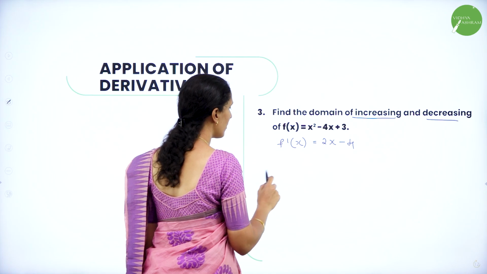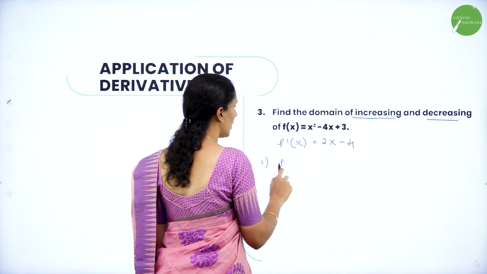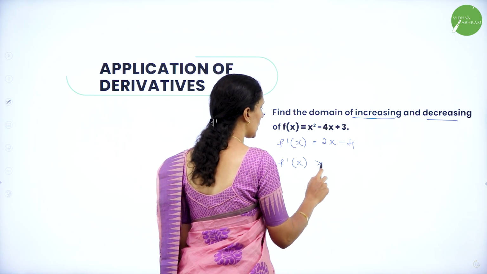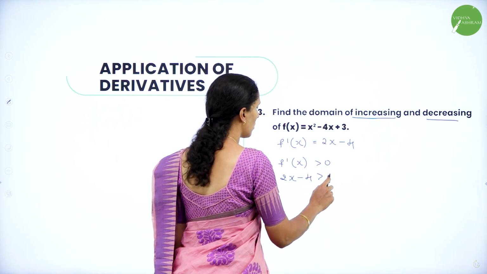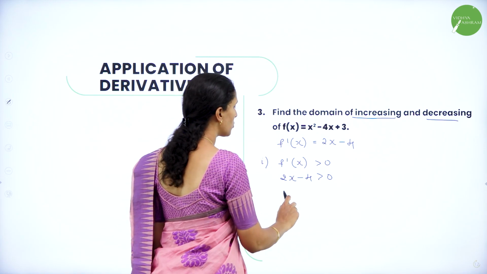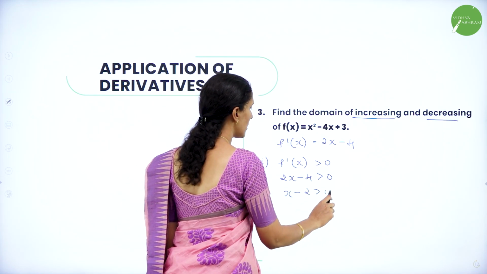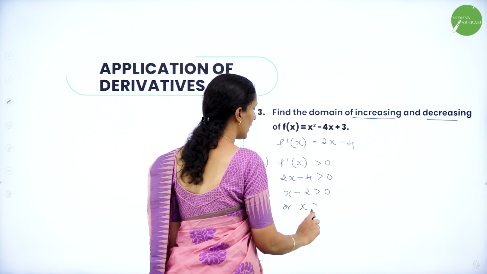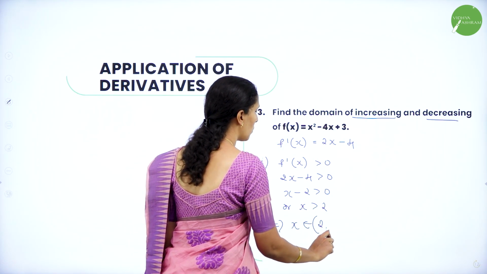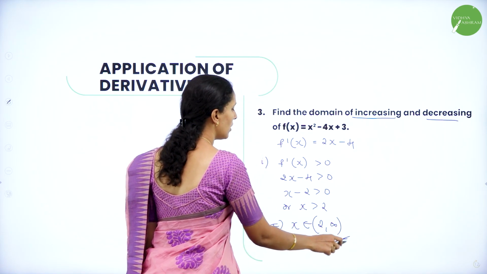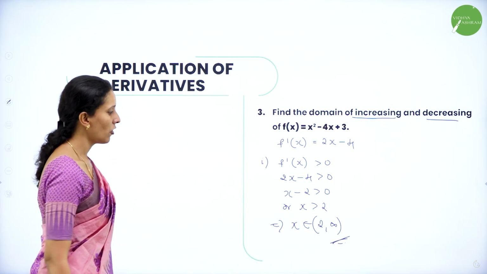So for an increasing function, the first condition is f dash of x must be greater than 0. That means 2x minus 4 is greater than 0. Dividing by 2, we get x minus 2 greater than 0, or x is greater than 2. So this implies x belongs to the interval (2, infinity). So this is the domain of the increasing function.